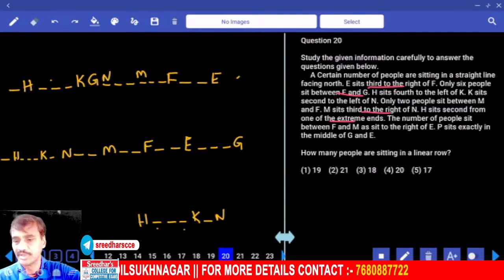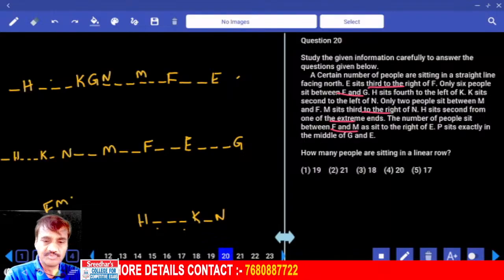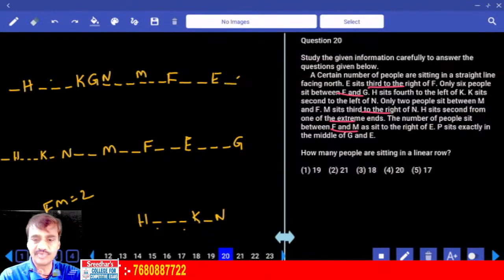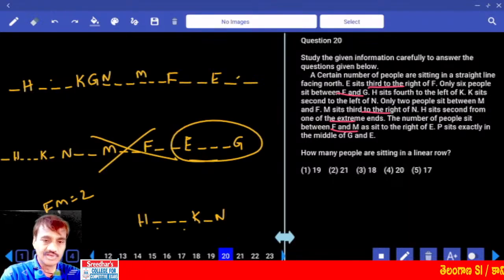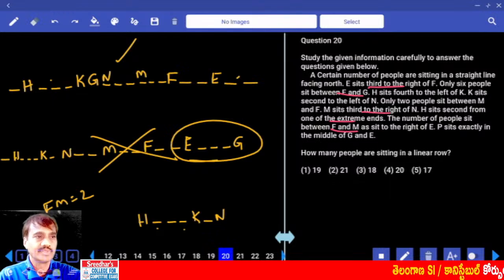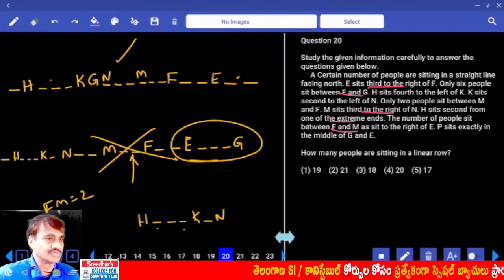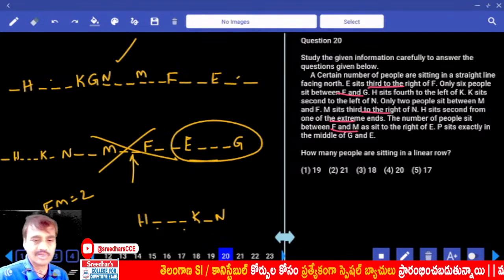And next one, number of people who sit between F and M. F and M, how many people? There are 2 people. And to the right of E, on the right hand side of E, how many people? 2 people. Here how many people were there? 4 people, minimum 4. And this case is invalid. Finally we have got this one. Initially we had finalized that one only because now with this information we have got that one to a larger extent.